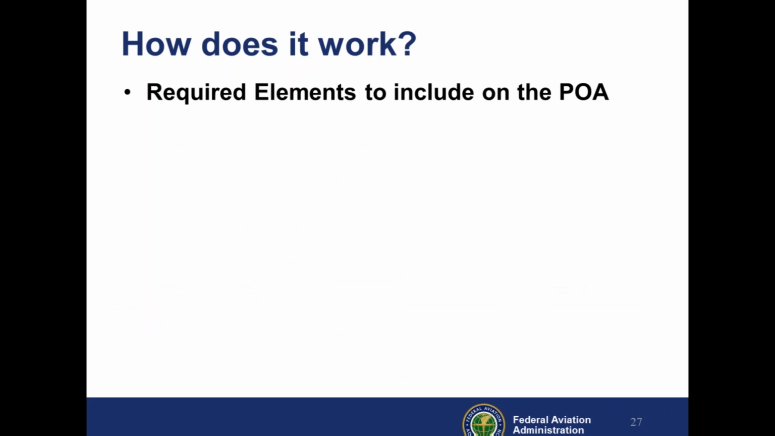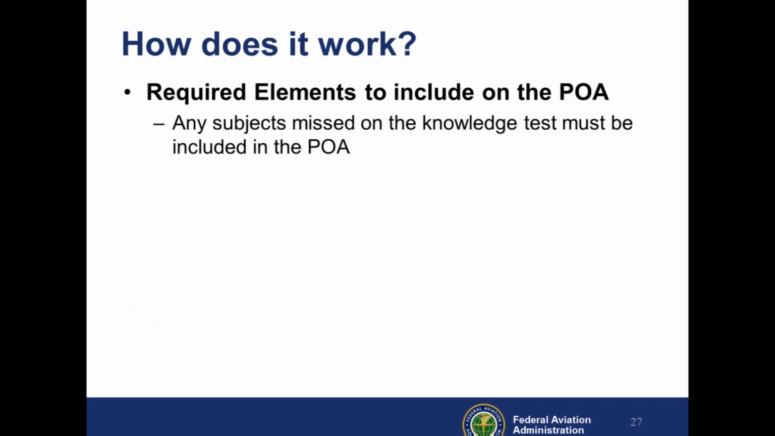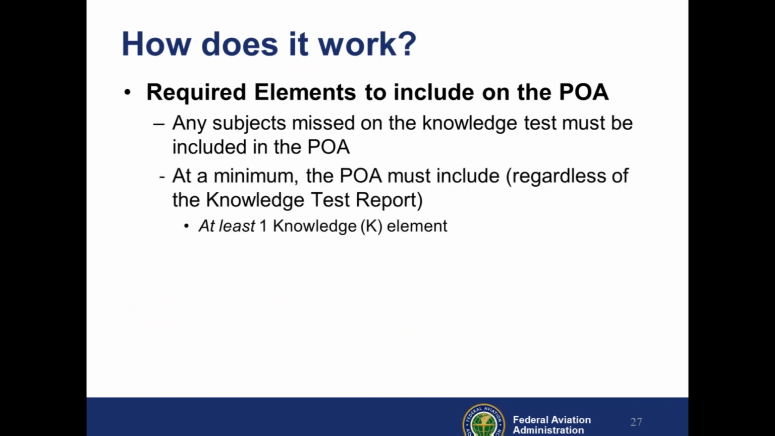So now we're continuing on with the other elements that must be in the plan of action. We've already said this one: any subject missed on the knowledge test must be included. The next rule says, at a minimum, the plan of action must include at least one knowledge element. I want you to think about that for a moment. I showed you a task a few minutes ago, and it had quite a few knowledge elements. The minimum requirement is only one has to be evaluated during the practical test. So hopefully you see they're not going to ask you about every single one of these. They only have to ask one at a minimum. That will help keep things in scope.